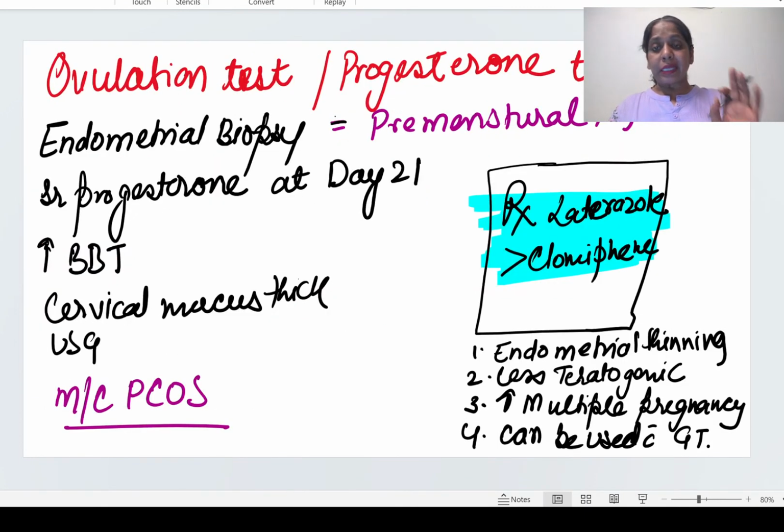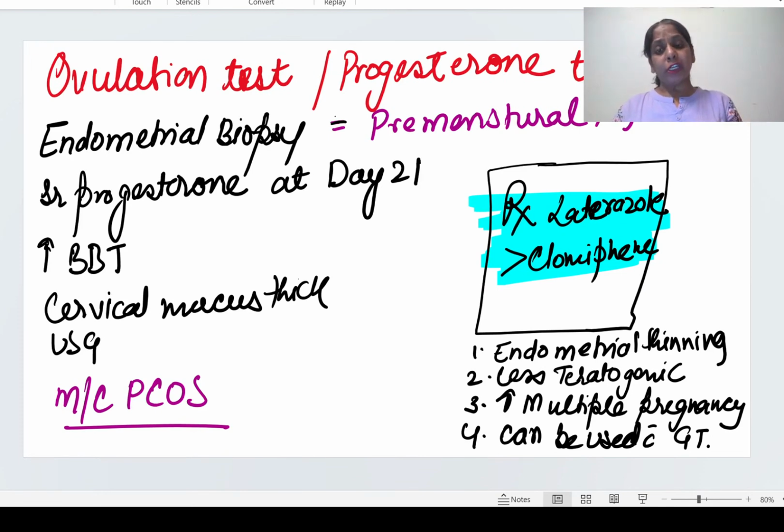So let's start the ovulation test. If ovulation occurs, then the corpus luteum is formed. The corpus luteum synthesizes progesterone. If progesterone is there in the body, it means ovulation has occurred. If ovulation has not occurred, there is no corpus luteum. If progesterone is there, corpus luteum is there, and if corpus luteum is there, ovulation has occurred.